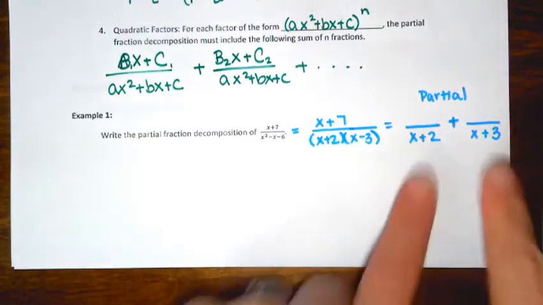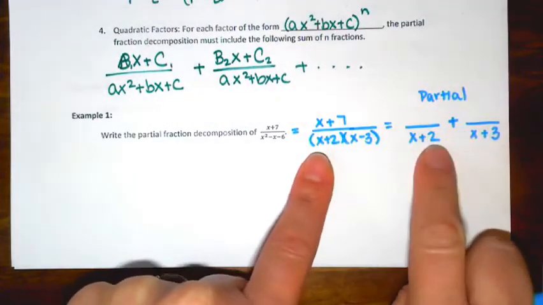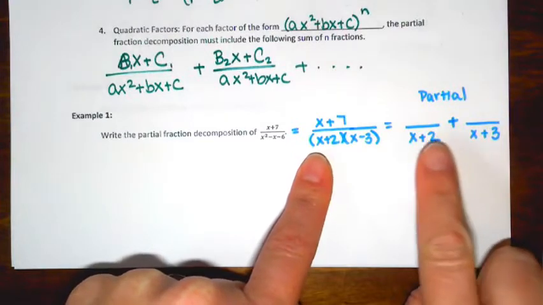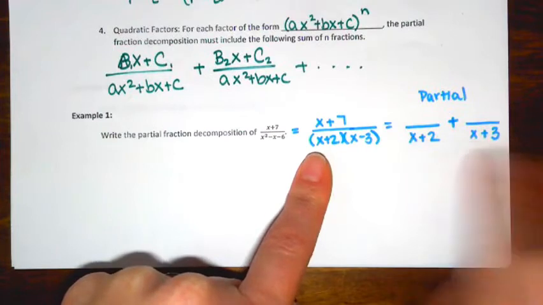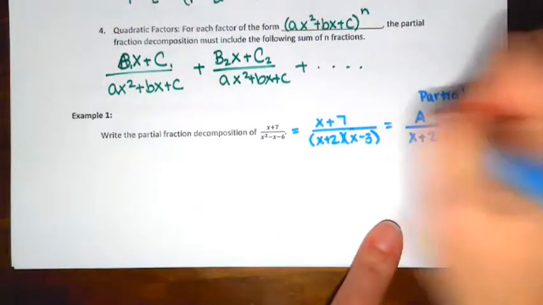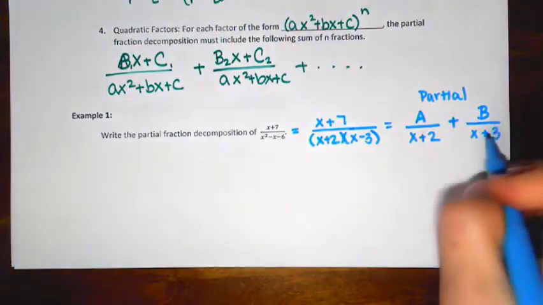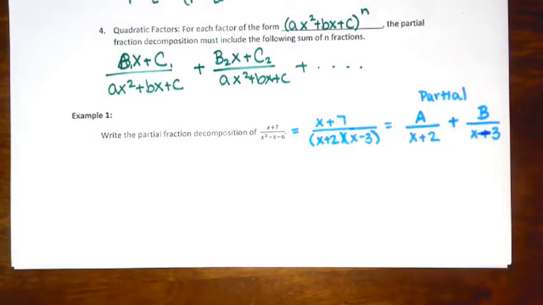Because to get to this, I'd have to have my common denominator, which would be x plus 2 times x minus 3, right? Now, because these are linear factors, we just have a number over x plus 2 plus b over a number x plus 3, or x minus 3. I'm sorry, I put plus. Let's do minus. Is everyone okay with that so far?